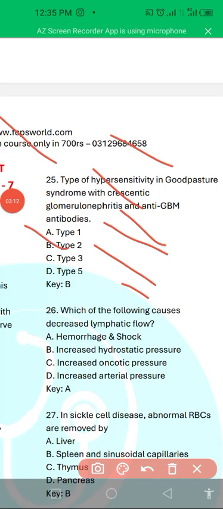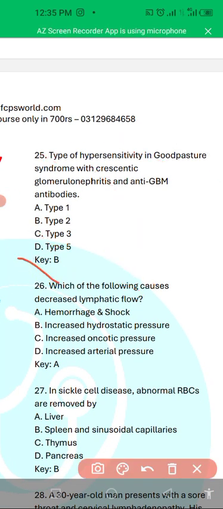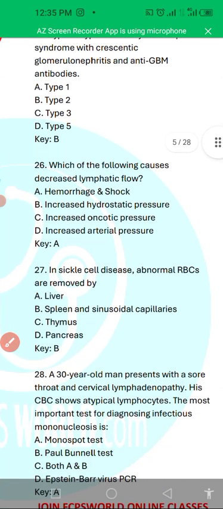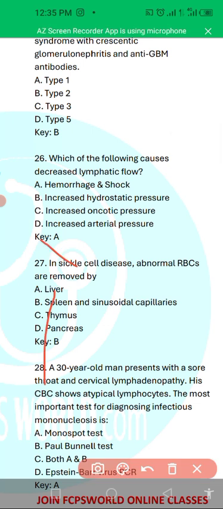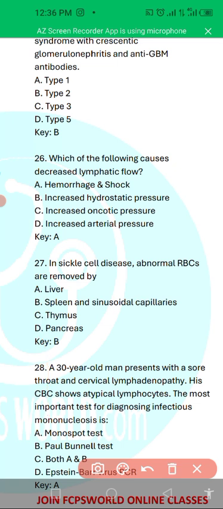Okay, so next one is, which of the following causes decreased lymphatic flow? Decreased lymphatic flow is because of hemorrhage or any shock condition, which results in decreased lymphatic flow. Another one is sickle cell disease. Abnormal RBCs are removed by the spleen and sinusoidal capillaries. In sickle cell disease, there are sickle cell RBCs. These are removed by capillaries.